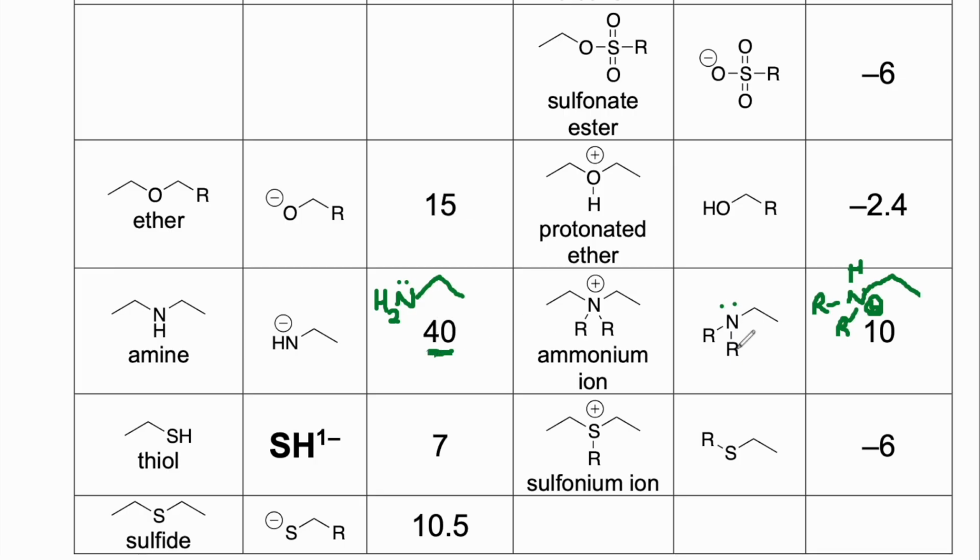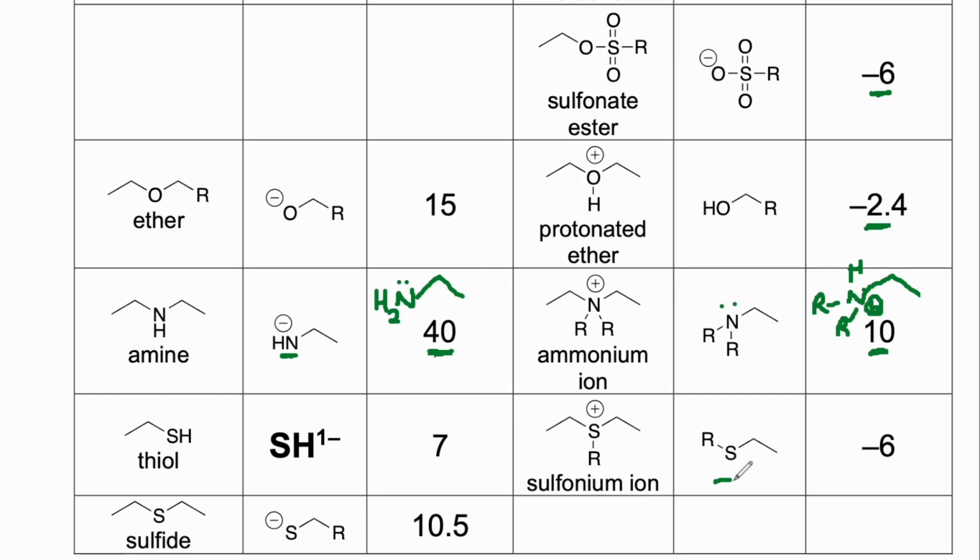So we have a weaker base. Even though amines are slightly basic, they're not as basic as the negatively charged nitrogen, and so this would be a better leaving group than the other nitrogen. It's still not fantastic because, again, 10 is not as great as these other super strong acids. It's not the best leaving group.